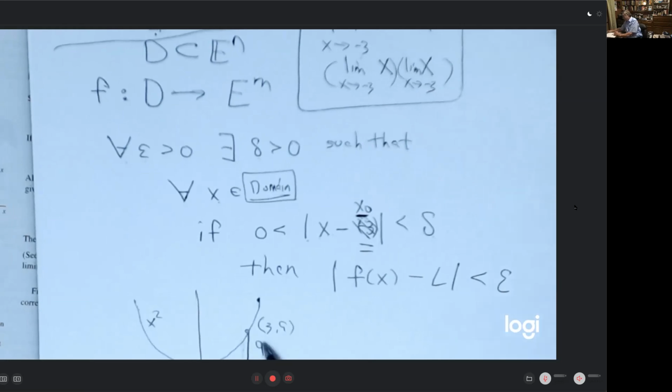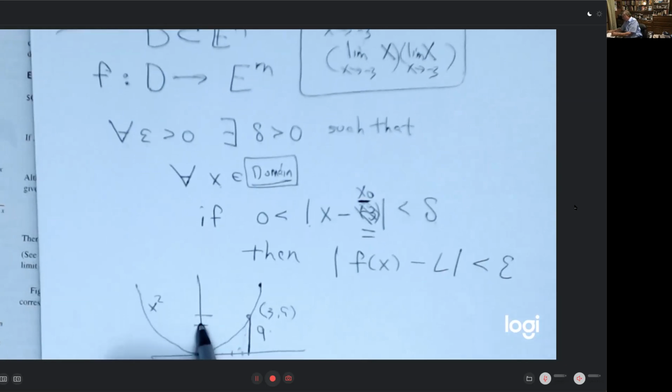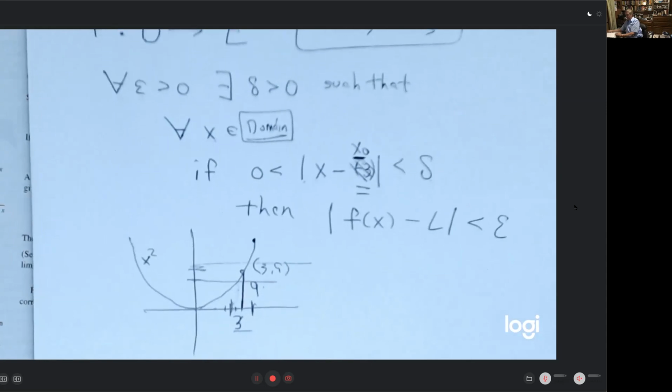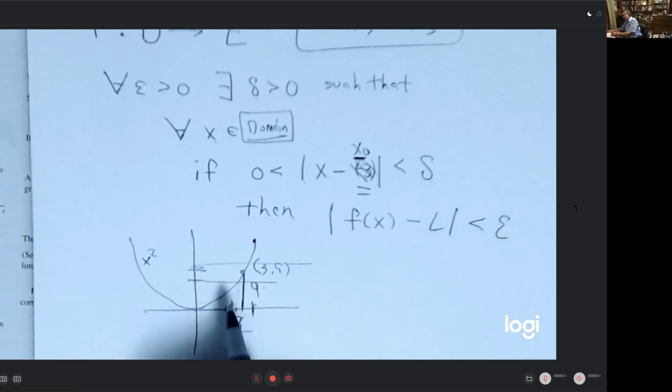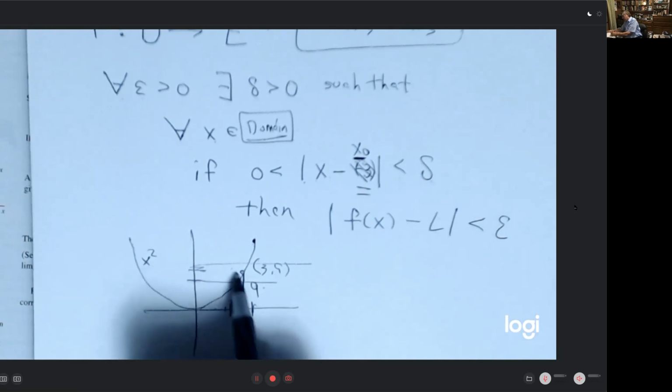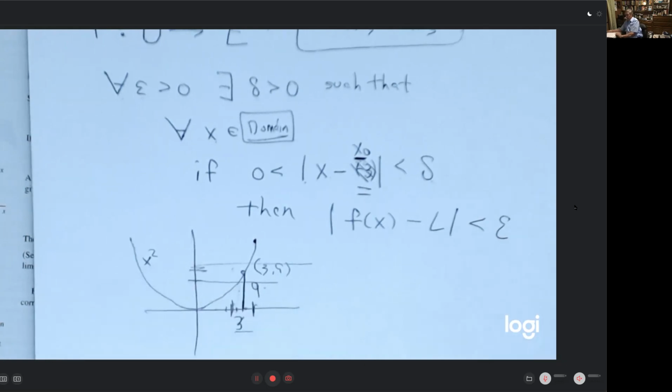Now epsilon in this picture would be a little distance around height 9, and the delta would be a little distance around 3. So what it's saying is, you decide how close to 9 you want me to get. I will tell you by picking delta how close I need to be to 3 so that anything I pick inside that distance will map to within your prescribed distance of 9. This has to do with target shooting in a sense, because we call the things you get the range. Those are the things you might hit.